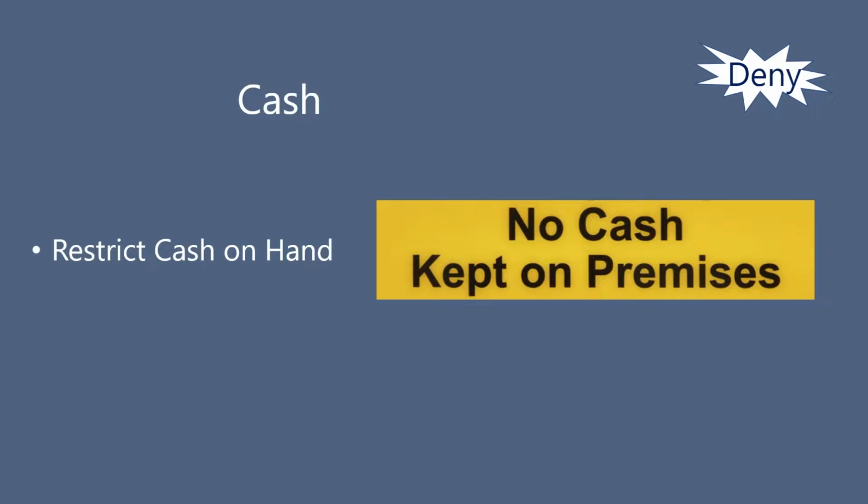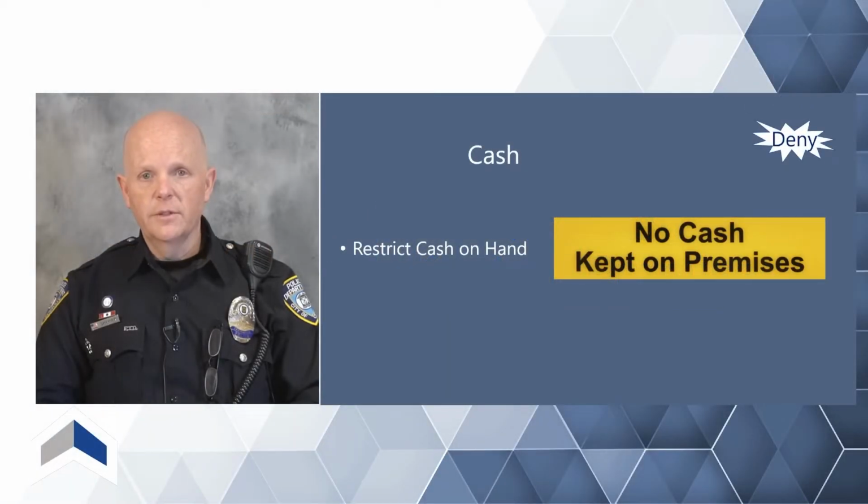So with denial strategies, we're looking to remove the opportunity for the crime to occur. Some of these can be very simple. Restrict the amount of cash you have on hand. If you don't have the cash there, then the bad guy can't steal it. Advertise the fact. If you don't keep cash or you keep very little cash, use signage like that.